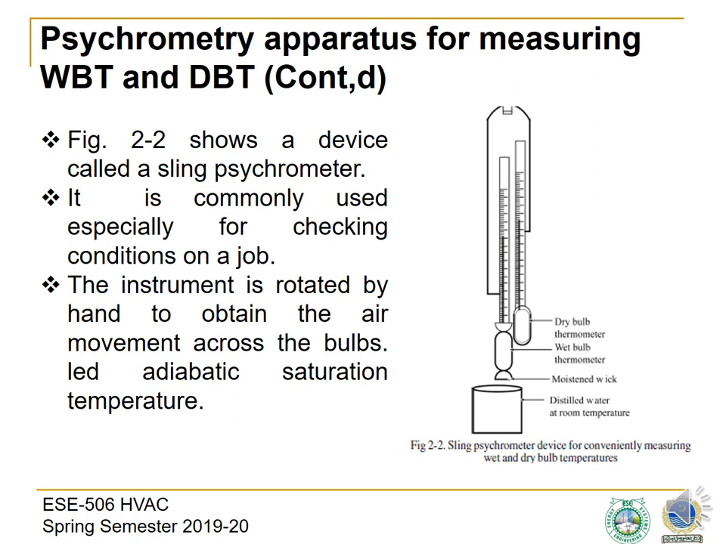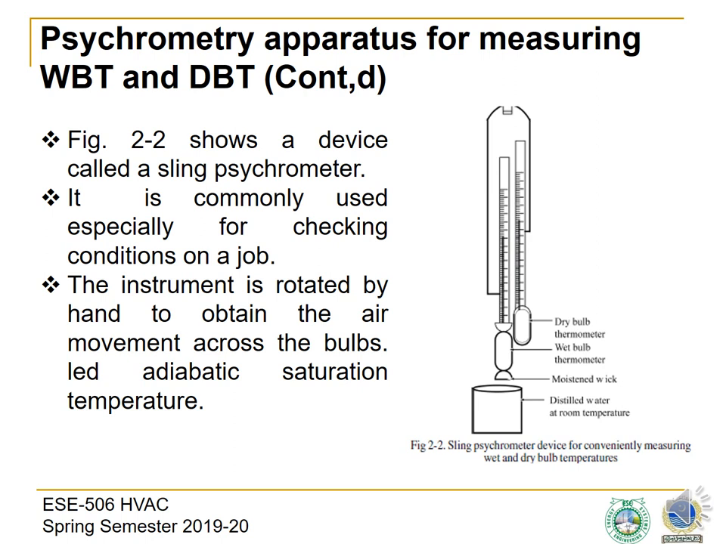And instead of providing airflow with the help of a fan, it may be rotated in such a way that it experiences an airflow of 5 meters per second. If we do it like this without a fan, we can rotate the thermometer. When the steady state reading is obtained, we can record the dry bulb and wet bulb temperature.